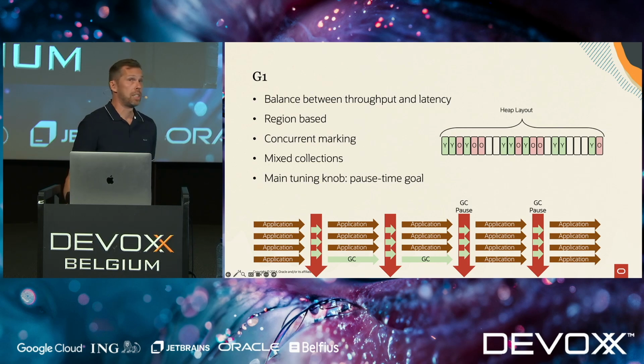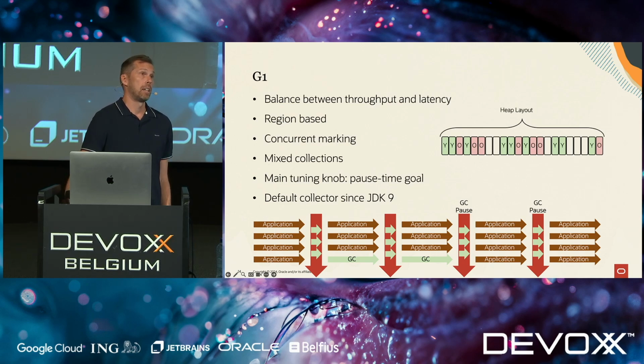Something that we also worked hard on with G1 is to make it easier to tune. So we have this main tuning knob, which is the pause time goal. In G1, the default value of this pause time goal is 200 milliseconds, which means that by default, G1 will try to keep the pauses below 200 milliseconds. And for some services, this might be way too much. And then it's easy to tune this down to, say, 50 or maybe 100 milliseconds to see if that works well, getting better latencies. And for some workloads, it might be better to tune it up if you want better throughput performance. We made G1 the default garbage collector in JDK 9. So anything running on JDK 9 or a newer JDK is most likely using G1 unless you specify something else.